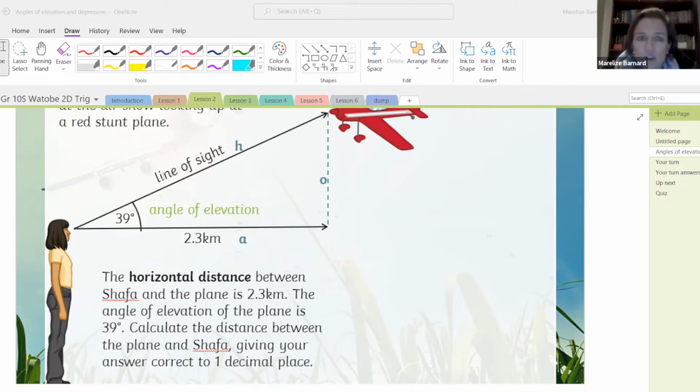As soon as you're ready with your answer for H, post it in the chat. Let's see, what is everyone getting? 2.96. Wonderful. If you've rounded to 2 decimal places, it's not a problem. Don't worry, it does say 1 decimal place, but it is okay if you've now done it with 2 decimal places. We can leave it like that. I'll do mine to 2 decimal places as well.